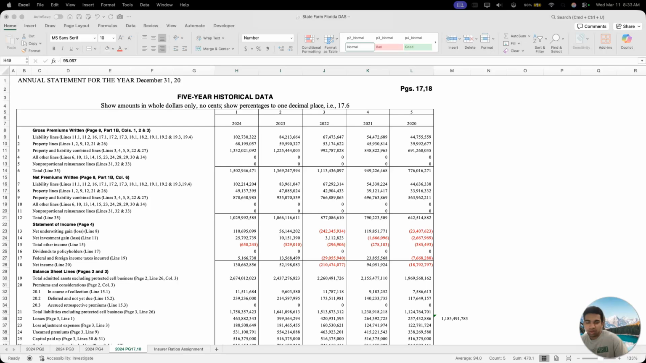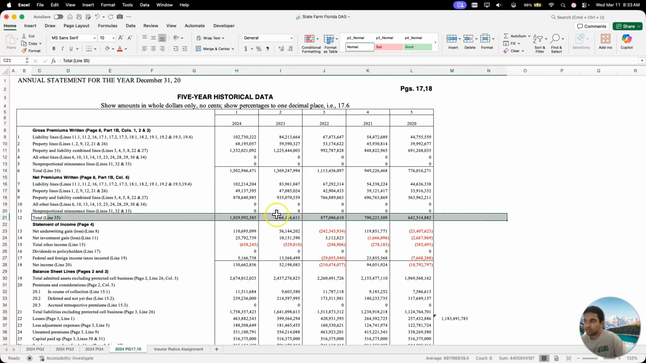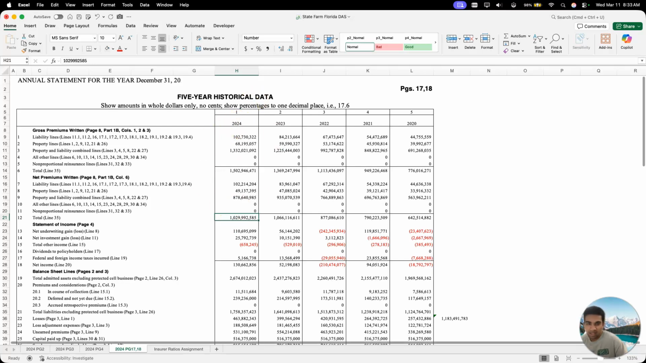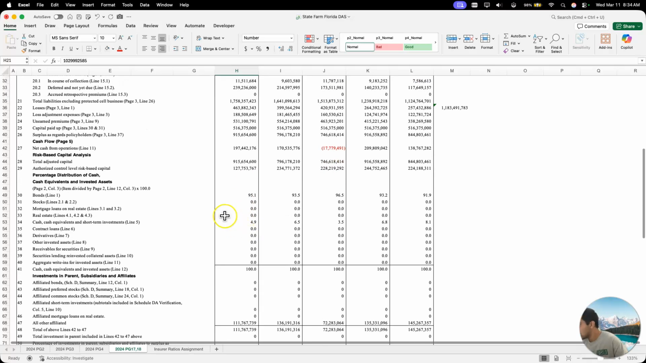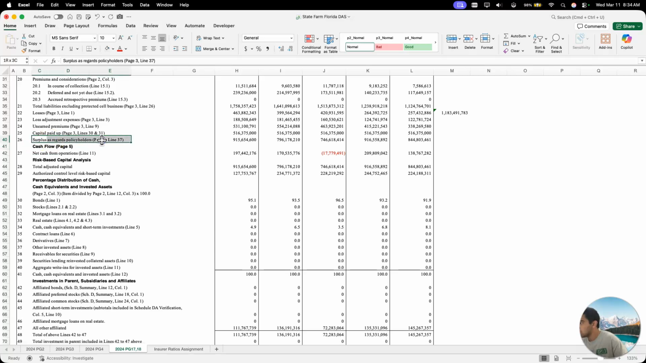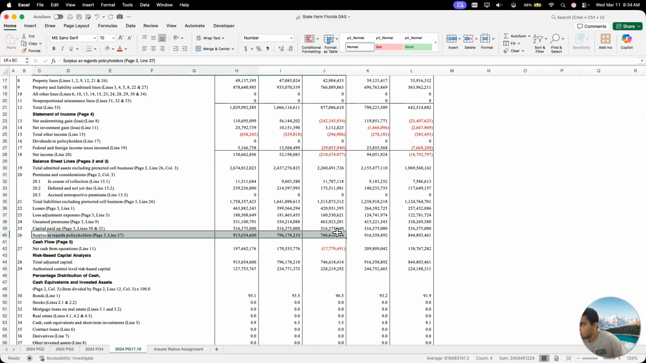So basically, net written premiums, we can see right here. Net written premiums, and get the total. This line right here. We're going to create a formula for this, but this is your net written premiums for 2024. Now we're looking for policyholder surplus. What is policyholder surplus? If we're going to look for the 5 years, you have to look for surplus as regards to policyholders. So let me delete this part, I don't need that. But right here, surplus as regards to policyholders.